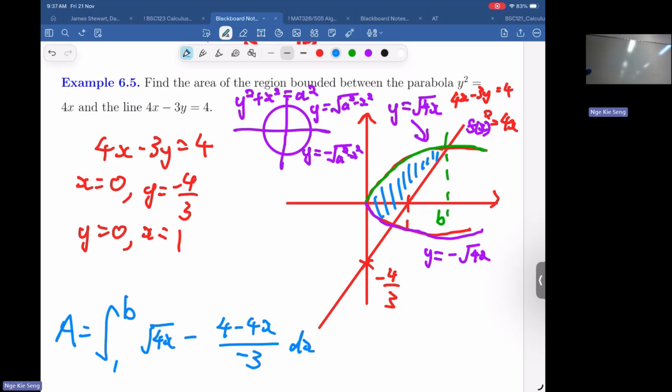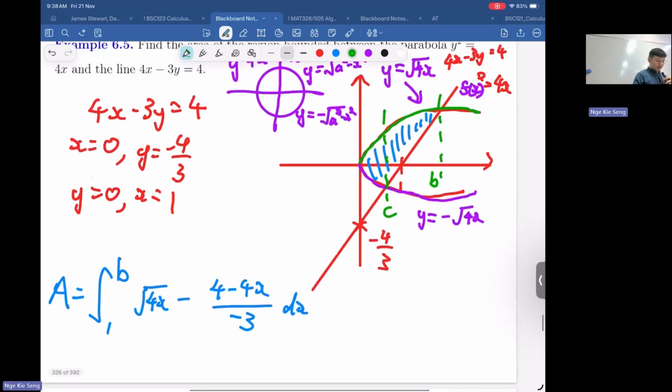So for the second part here, you see, the top function is again the square root 4x, but here there are two types of bottom function. So you need to split it again. You need to split it at this intersection. Let's call it C. So 0 to C and C to 1 are bounded below by different functions.